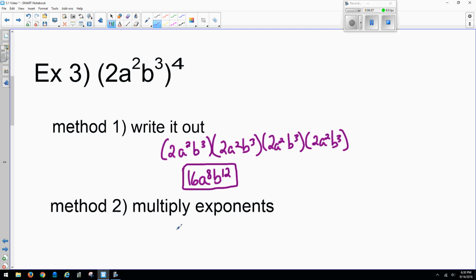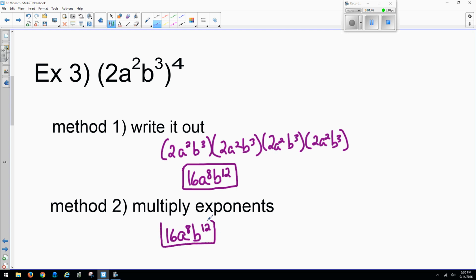To multiply exponents, it's probably an easier way. What you don't want to do is forget about this coefficient right here. So I have 2 to the 4th power. Hopefully you know how to type that right in your calculator. So you're going to get 16. And then the rule if you're raising a power to a power is to multiply the exponents. So I'm going to have a to the 2 times 4 power, which is 8. And then I'm going to have b to the 3 times 4 power, which is 12. So we end up the same way.